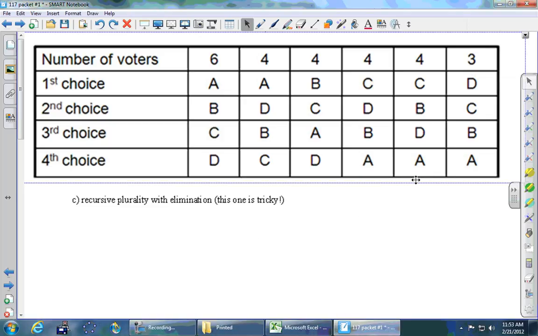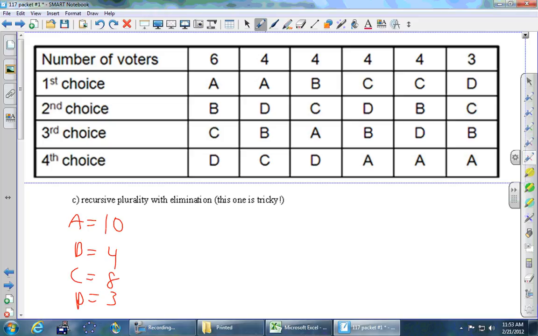Okay, recursive plurality with elimination. You see plurality, what are we doing first? First place votes. We've done it already. A, B, C, and D. It is still 10, 4, 8, and 3. Who's the winner? A. Is that right? This is plurality with elimination. A is the winner? We don't have a majority, right? Plurality with elimination means you have to eliminate until we get a majority winner. And we've done this already.